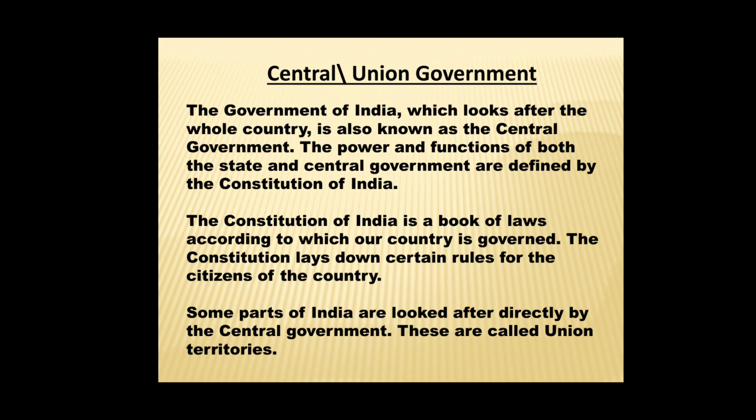The Constitution lays down certain rules for the citizens of the country. Some parts of India are looked after directly by the central government. These are called union territories. They don't have any state or local government. They are directly ruled by the central government. They are known as union territories, and we have 8 union territories.